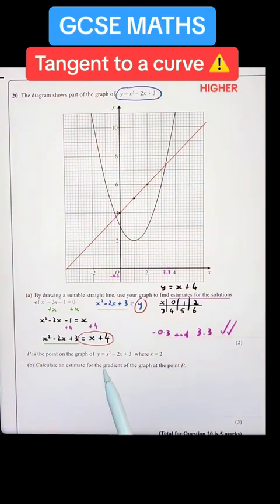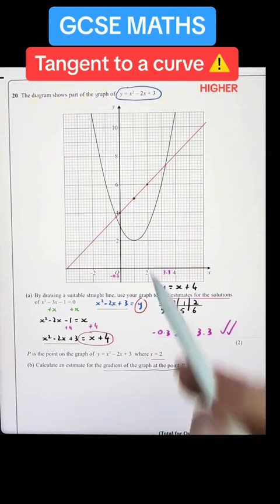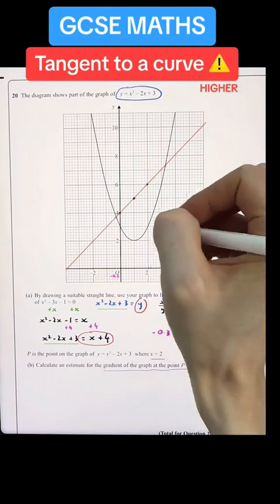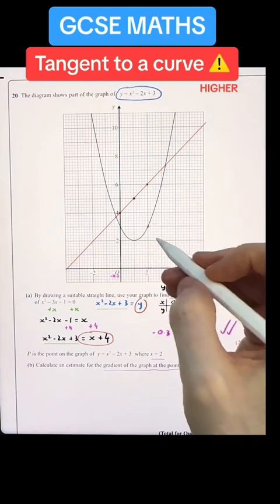Here's the point on the graph of y equals x squared minus 2x plus 3, where x equals 2. Calculate an estimate for the gradient of the graph at the point P. As you'll find the gradient of a curve, we know we're going to be drawing a tangent. Find where x equals 2, we'll find where that meets the curve. So I'm going to draw a tangent to the curve at the point here.